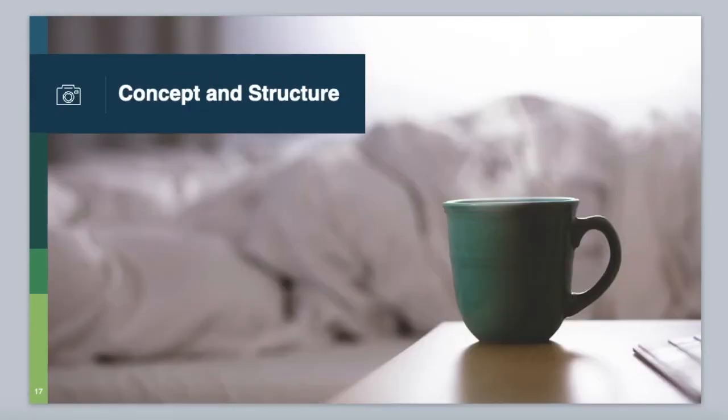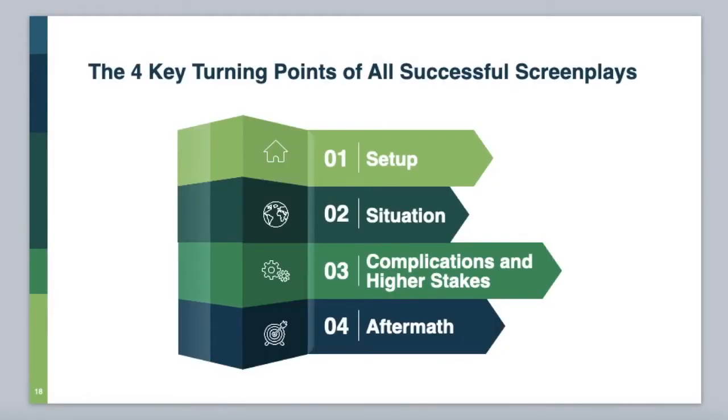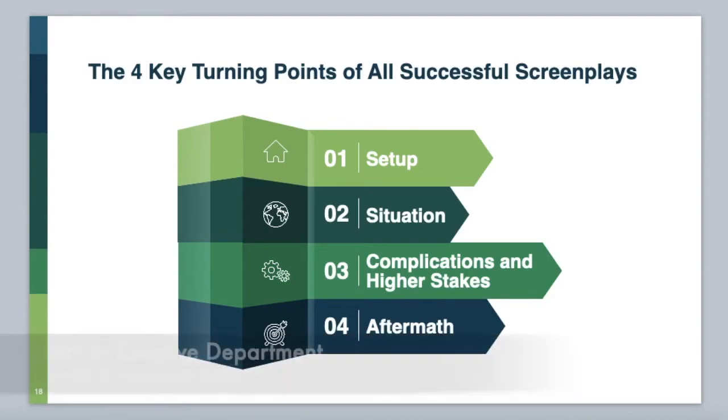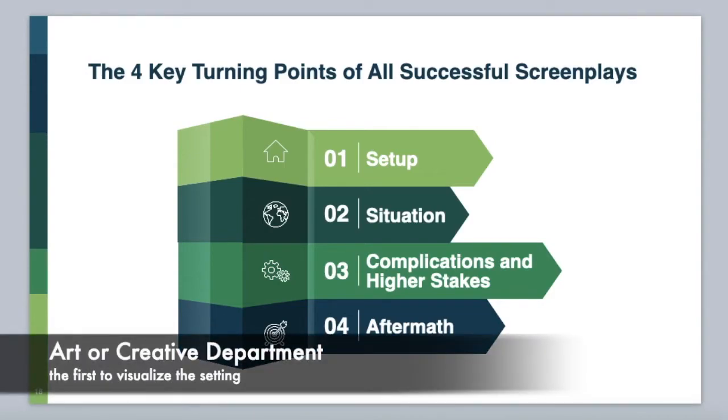Next is the concept and structure. There are four key turning points of all successful screenplays. Number one, always check the setup. Since we already have the art department or the creative department, they are the first ones who will evaluate the script or the storyboard in the actual setting, or in the production stage or in the filming stage.